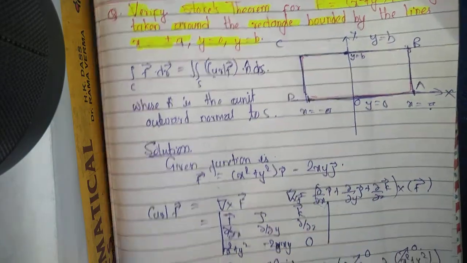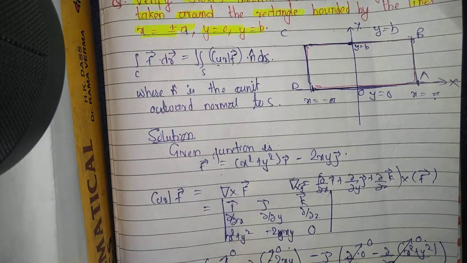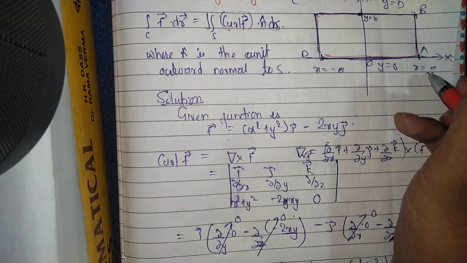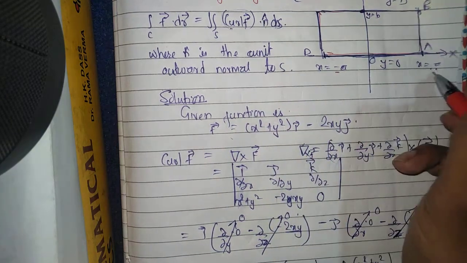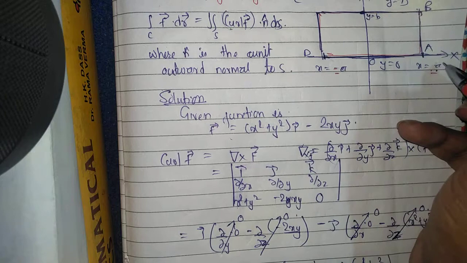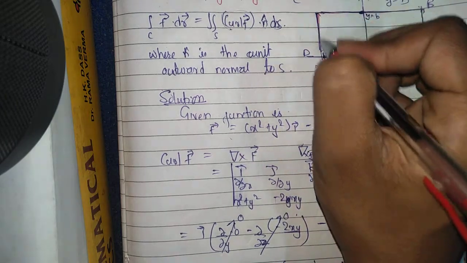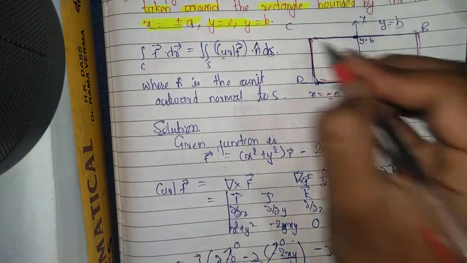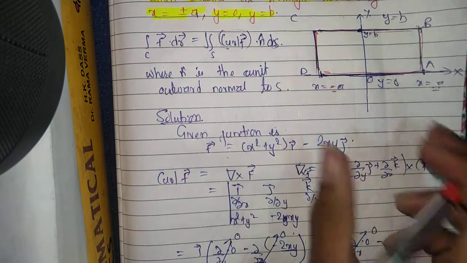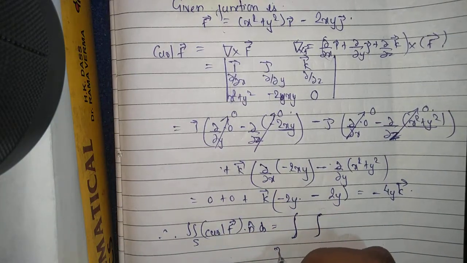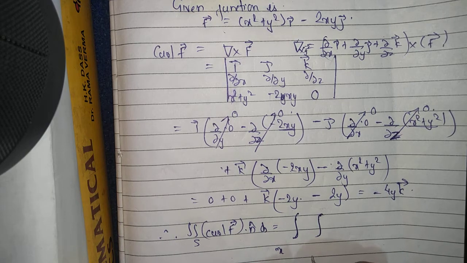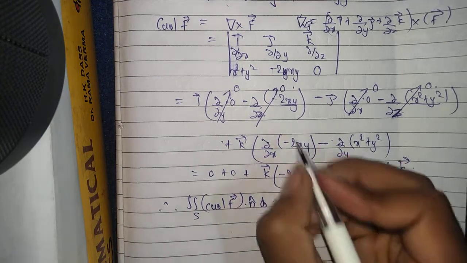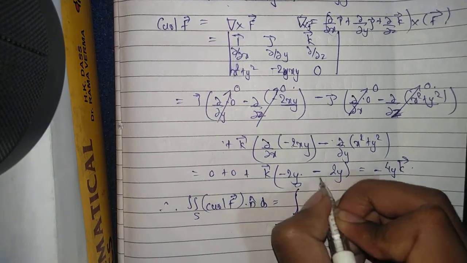So to cover the overall area, our limit should vary from x equals minus a to x equals a, which means from this line to this line, and the other is y equals 0 to y equals b, which means from this line to this line. So x goes from minus a to a and y goes from 0 to b.